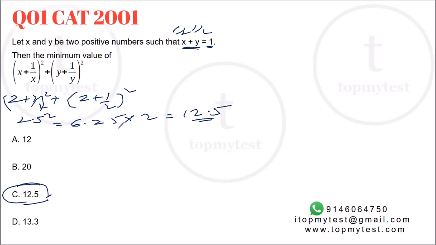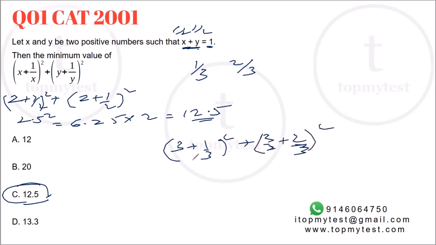Now, can we be sure that it cannot fall below 12.5? How can we be so sure? Now let's try to change it a little bit. If you make one of them equal to 1 by 3, the other will become 2 by 3. If you substitute in this, it will be (3 plus 1/3) whole square plus (3 by 2 plus 2 by 3) whole square. This is 10 by 3 square plus this will be 9 plus 4, 13 by 6 whole square.